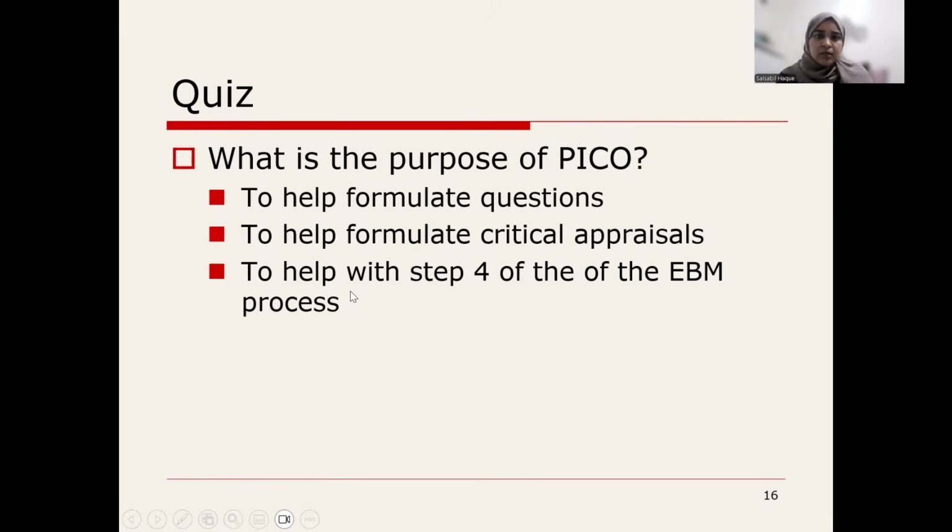Okay. What is the step 4 of the EBM process? Can someone tell me? I mean, it's a recording. You can't really tell me, but it's going to be, I believe, apply. Yeah, apply and then assess, right? Yeah, so step 4 is apply.